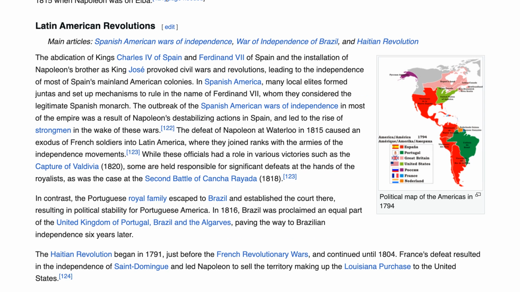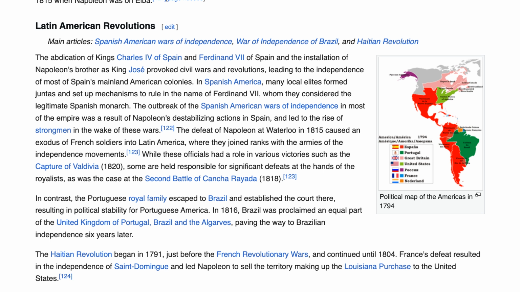Latin American revolutions. The abdication of Kings Charles IV of Spain and Ferdinand VII of Spain and the installation of Napoleon's brother as King José provoked civil wars and revolutions, leading to the independence of most of Spain's mainland American colonies. In Spanish America, many local elites formed juntas and set up mechanisms to rule in the name of Ferdinand VII, whom they considered the legitimate Spanish monarch.